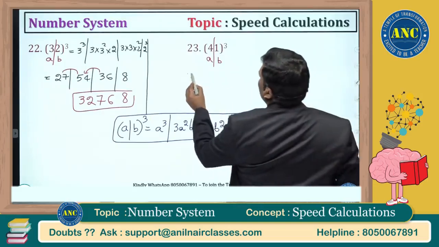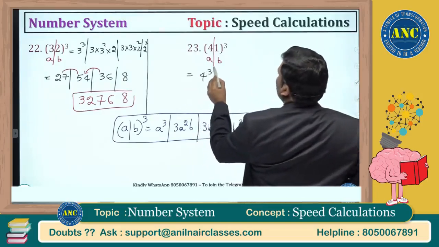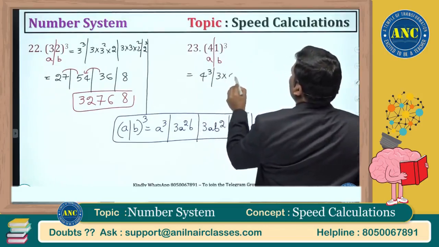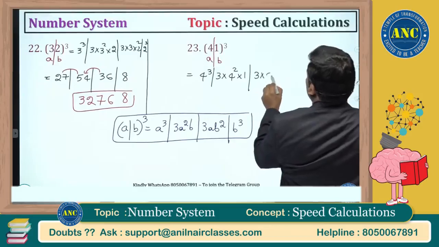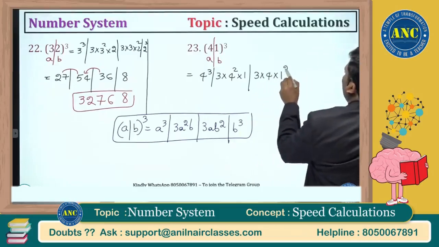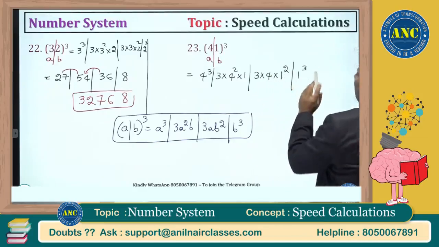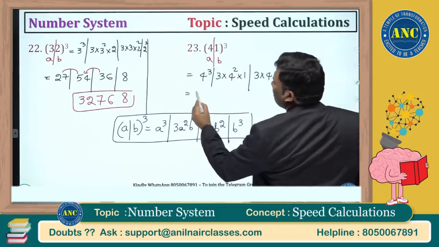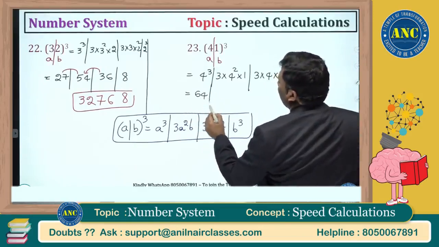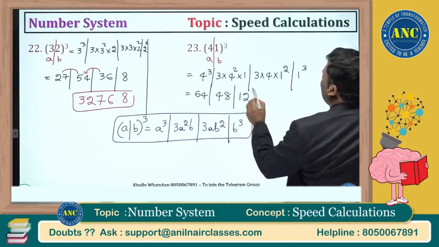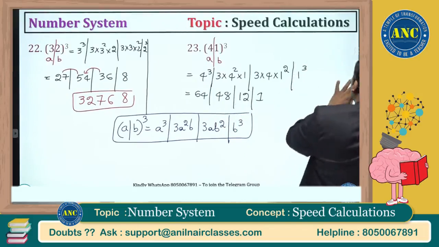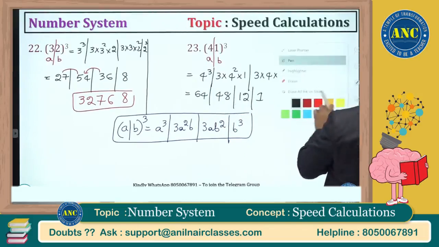41 whole cube. This becomes A cube. Next is 3A square B. Next will become 3AB square. And the final value will become B cube. 4 cube is 64. 16 3s are 48. 4 3s are 12. And this is 1. And this is 1. Till here it is clear, right?